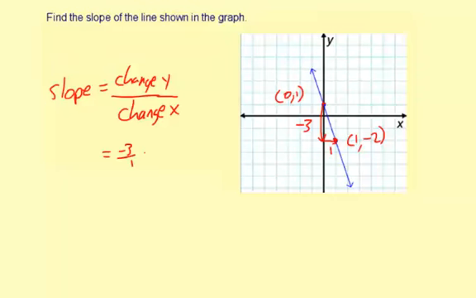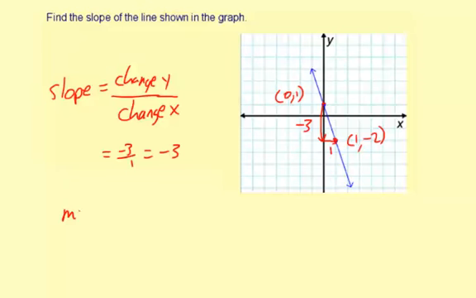So negative 3 divided by 1, or negative 3, is your slope. And notice the line is going downhill from left to right, which indicates a negative slope. Now let me show you, using the slope formula, how you might do that.